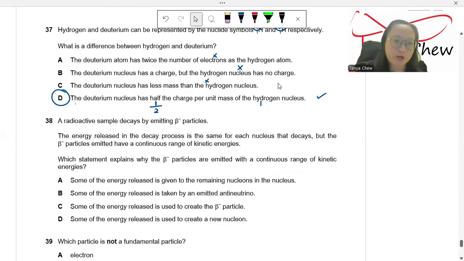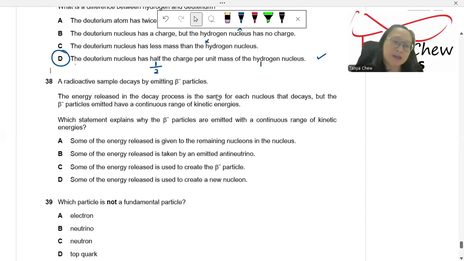Question 38, a radioactive sample decays by emitting beta-negative particles. The energy released in the decay process is the same for each nucleus that decays, but the beta-negative particles emitted have a continuous range of kinetic energies, which is true. Which statement explains why the beta-negative particles are emitted with a continuous range of kinetic energy? Let us look at A. Some of the energy released is given to the remaining nucleons of the nucleus. Actually, that is not the answer for why the beta-negative particles have a range of kinetic energies.